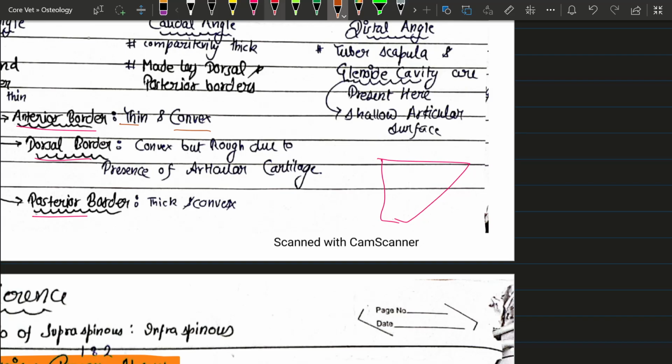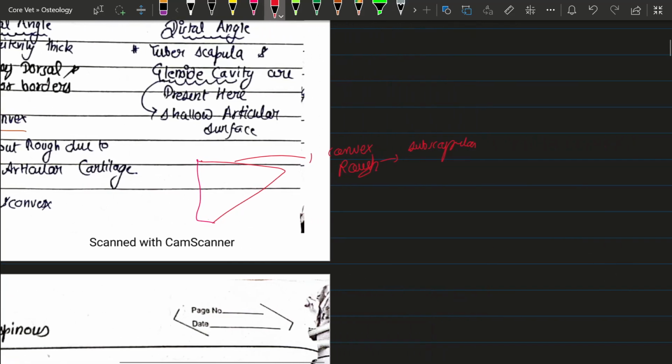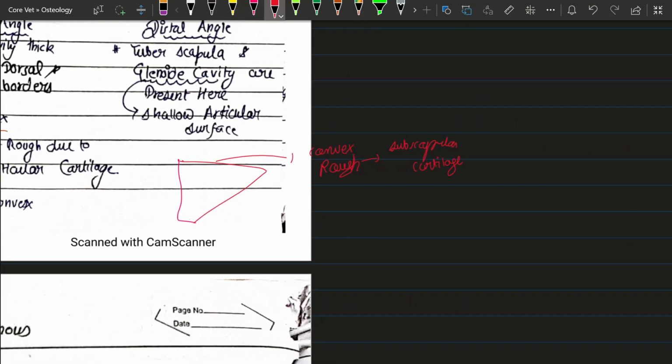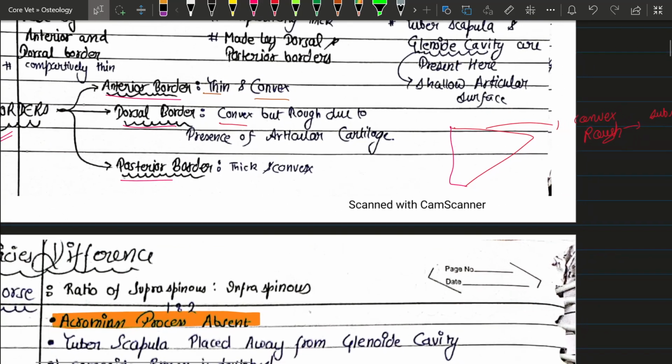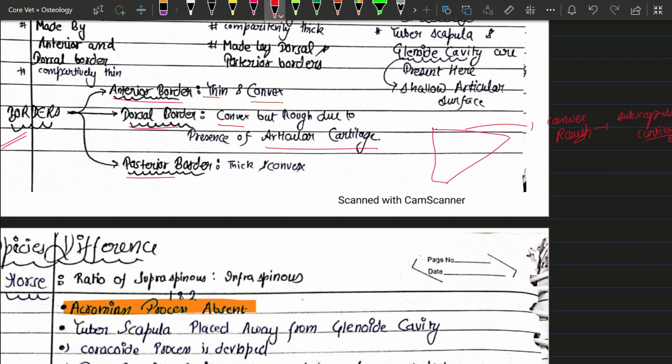Now the border which is facing the dorsal aspect. This is the dorsal aspect. So the border that is facing towards the dorsal aspect will be the dorsal border. It is convex. It is rough. Why rough? Because there is an attachment of subscapular cartilage, an articular cartilage known as subscapular cartilage.